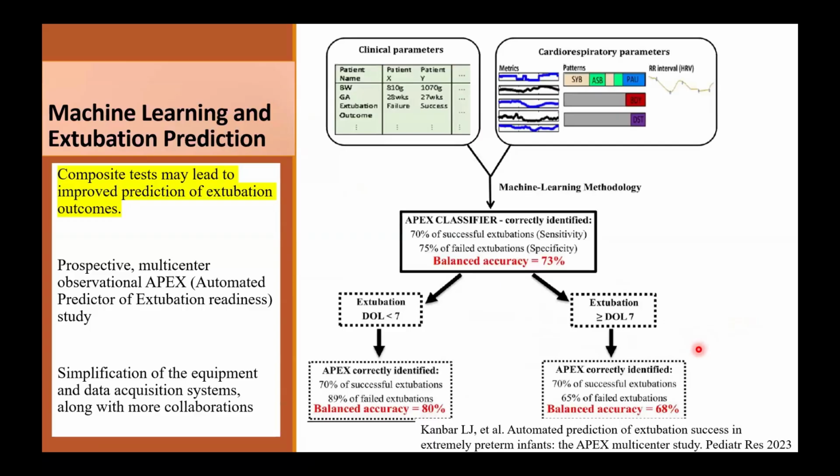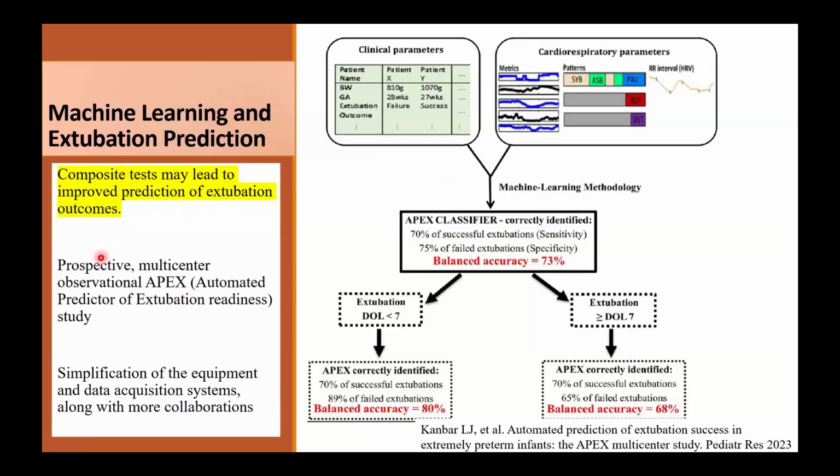Next comes the role of machine learning in extubation prediction. Because of the complex etiology and mechanism behind extubation failure, especially in these fragile babies, it seems very logical to utilize machine learning and a composite test rather than a single test to predict the success of extubation.